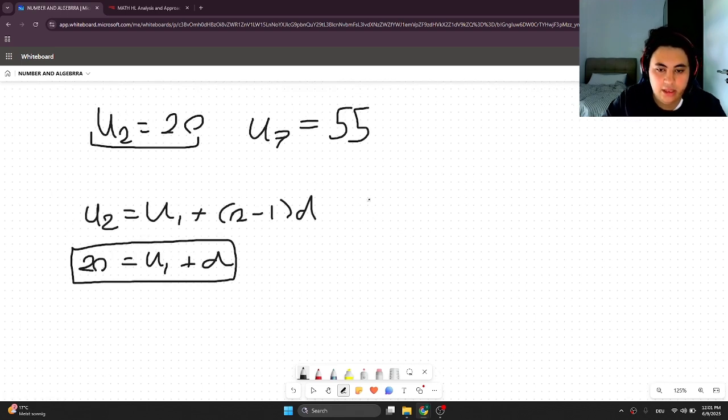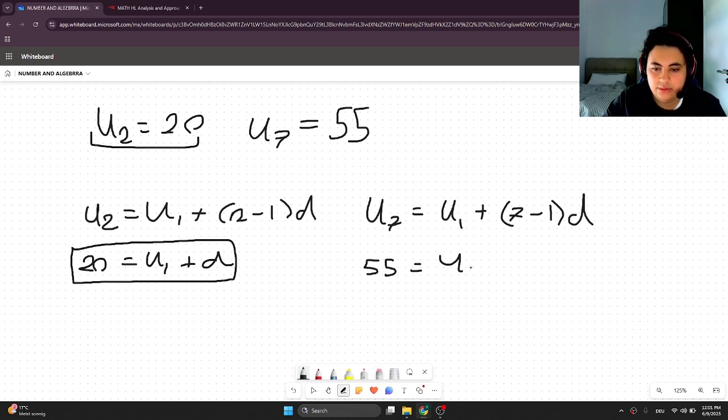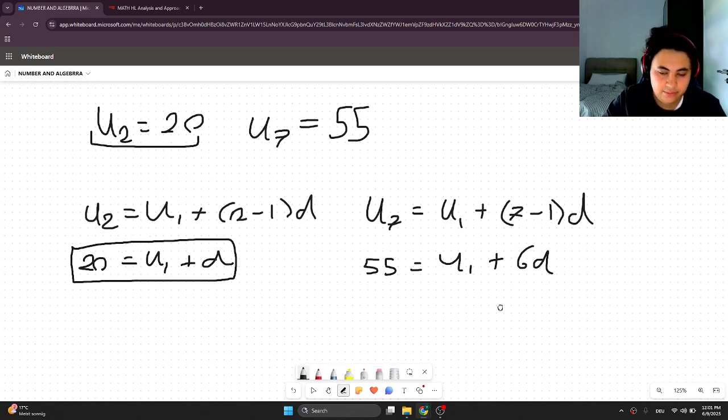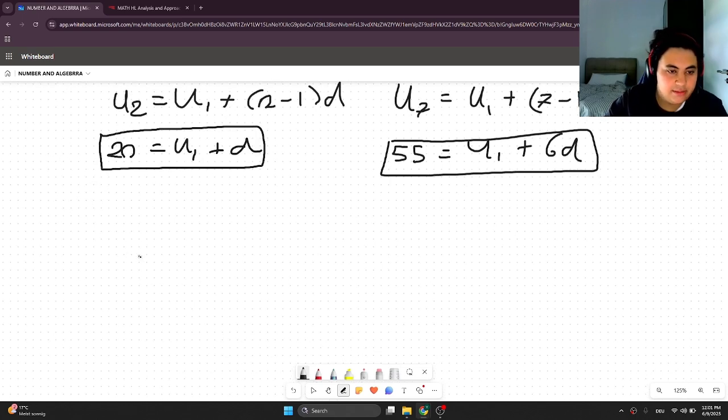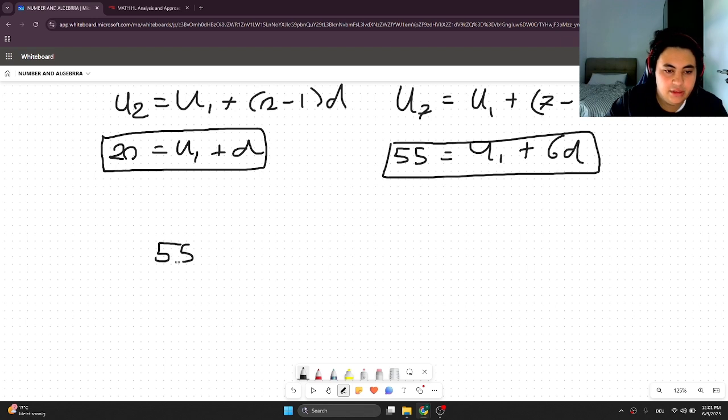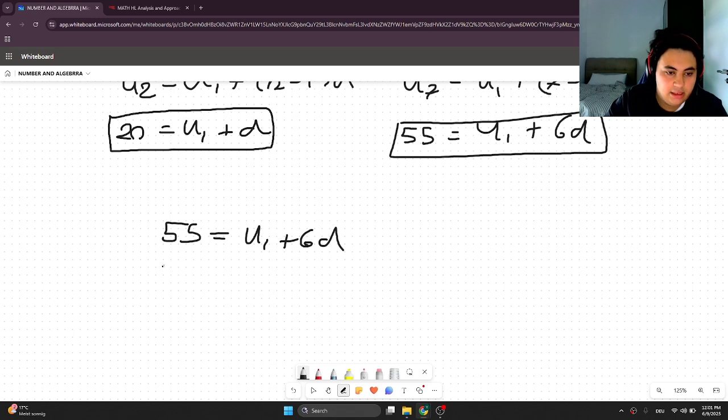Now the second one. So you plug in u7 is equal to u1 plus n minus 1 times d. u7 is 55, equal to, sorry, you're supposed to be 7 minus 1. So this is going to be u1 plus 6d. Cool, so this is our second equation. So now let's do the system of equations. We say 55 is equal to u1 plus 6 multiplied by d, and 20 is equal to u1 plus d.